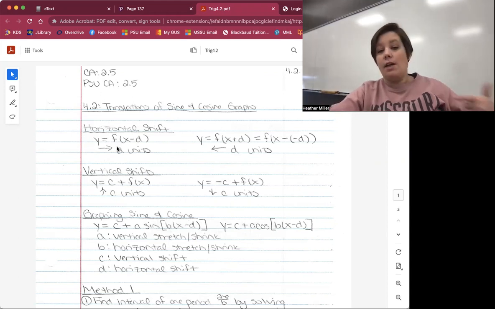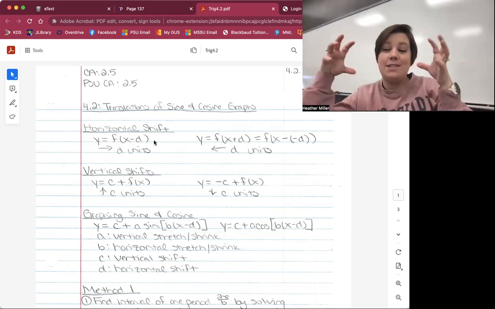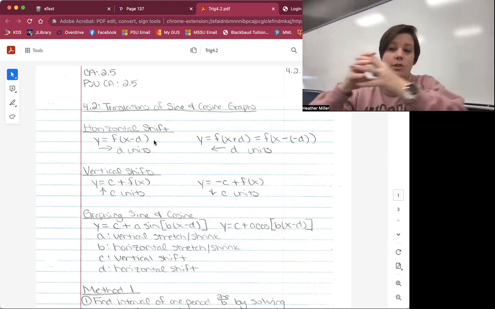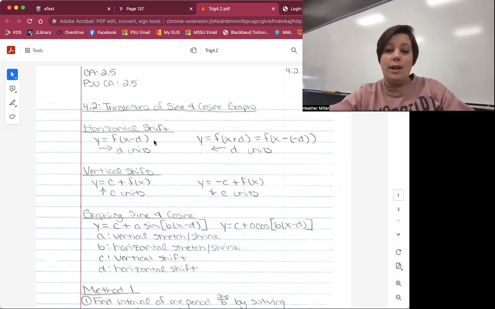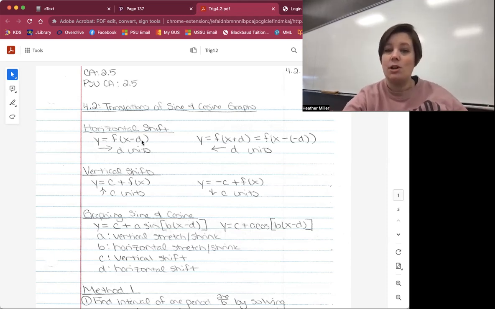So the other nice trick for these different types of translations is that if it happens inside of your function and it's affecting your x's, like your horizontal stretching and shrinking, which is with your period, or your horizontal shifting where you're moving the entire graph left or right, what it does is kind of the opposite of what you would think. So here, if we have x minus d, if we think minus, we immediately think go to the left because that's where the negative numbers are, but we're going to do the opposite. We're going to move to the right.